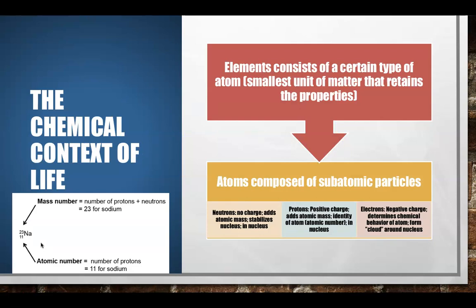So we should all know the basic structure of an element and how to identify the mass number, atomic number, and things like that. But let's just go over it real quick. We know that the subatomic particles of an atom are protons, neutrons, and electrons. Protons have a positive charge. Electrons have a negative charge. Neutrons are going to have no charge.